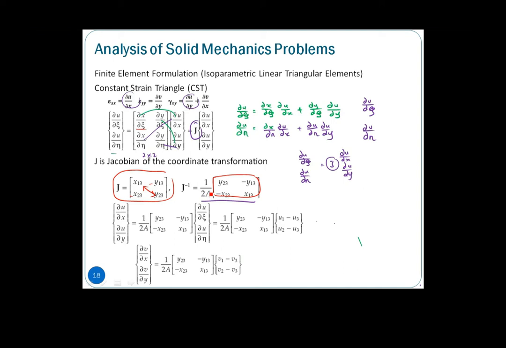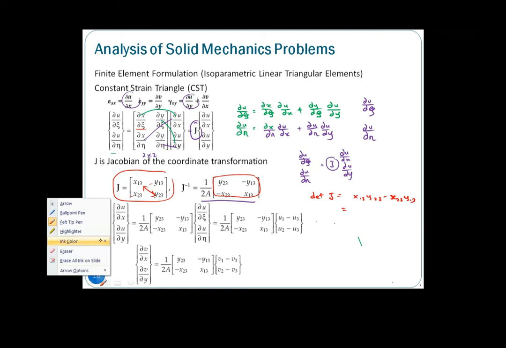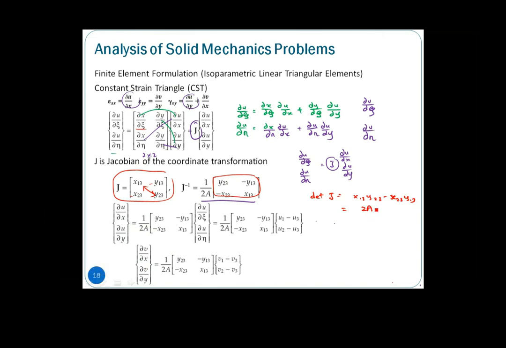So the determinant of J itself is x13 y23 minus x23 y13. If you compare back to what we have learned previously, it is actually equal to two times the area of our triangle.